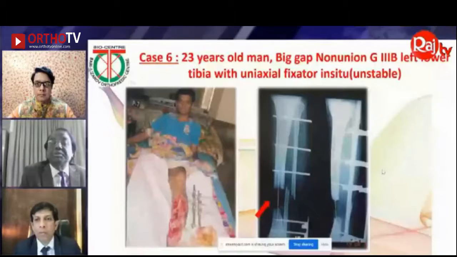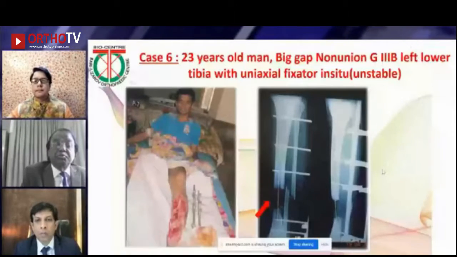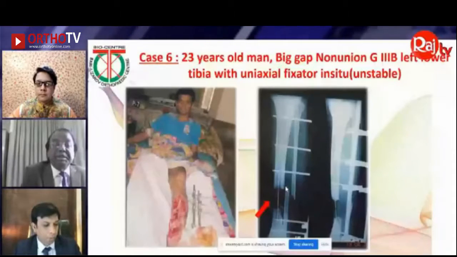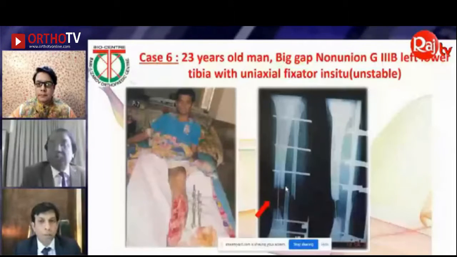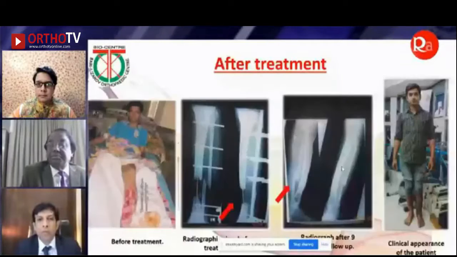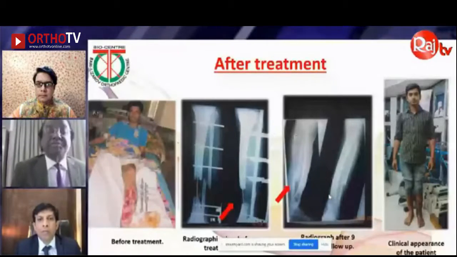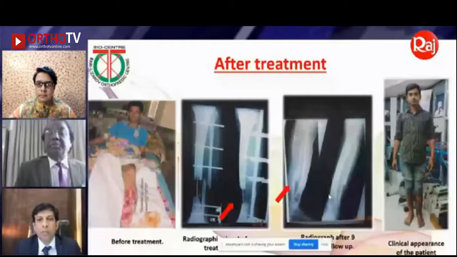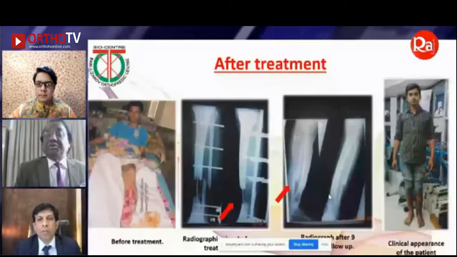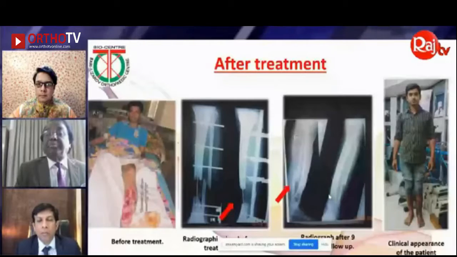And this is after removal. This is a big gap, Gustilo 3B, exposed bone, treated elsewhere with initial fixator. Then again, here, assessment, clinical appearance of the patient. Look at these, again infected, exposed plates. He was treated elsewhere, came to my place, he removed that one. Then I started doing, after application of Ilizarov, see the very big gap.